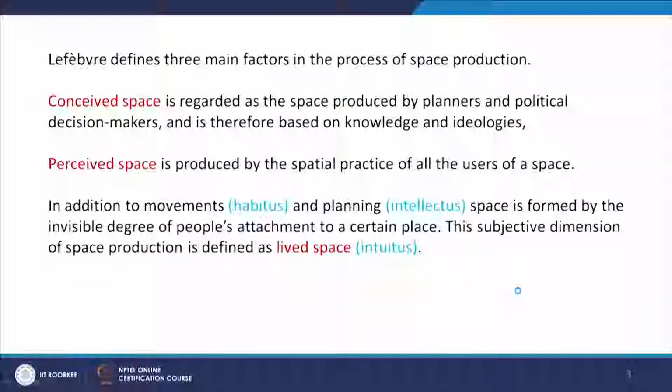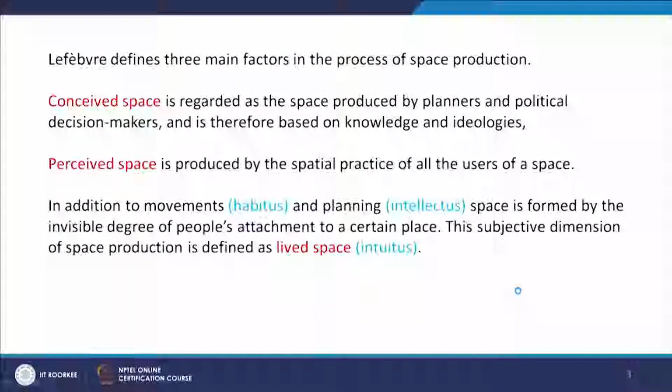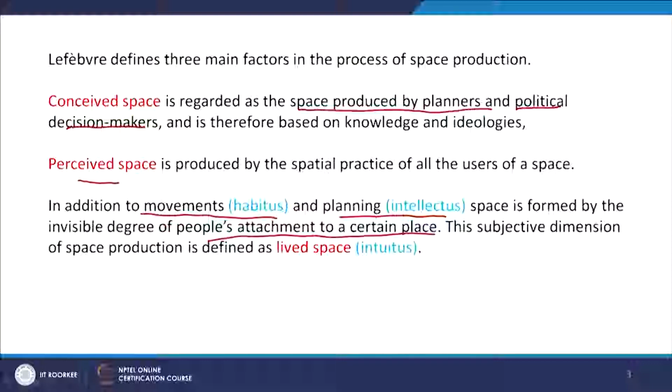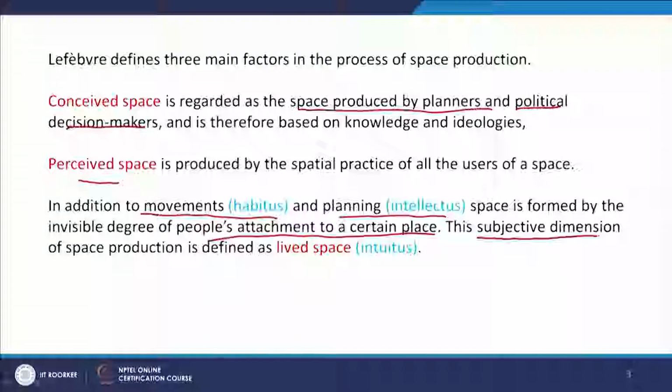Whereas the second aspect he talks about is the perceived space, which is produced by the spatial practice of all the users of the space, so how people start using the space. This is where he brings back Bourdieu's habitus and sense of place. The space is formed by the invisible degree of people's attachment to a certain place, through mirroring or repetitive performances. And this is where he talks about the subjective dimension of space production, which is defined as the lived space, that is where the intuitive comes in.